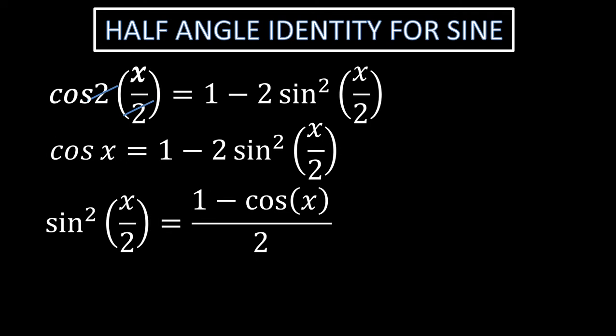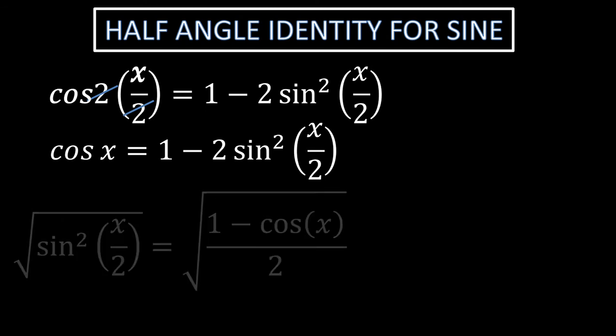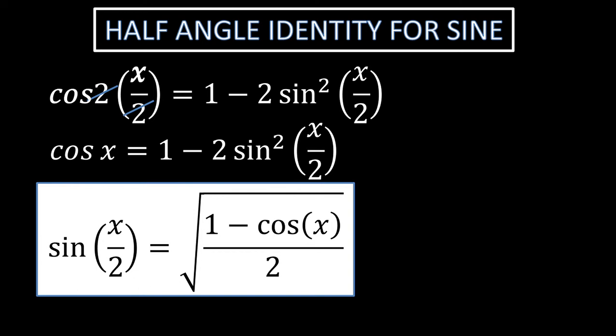And di pa tayo tapos, since may square pa yung sine sa left side, kung makikita nyo, sine squared x over 2. So para matanggal yan, I will take the square root of both sides of the equation. And then matatanggal na yung square niya, magiging ganito na. Sine of x over 2 is equal to square root of 1 minus cosine of x over 2. Kaya nakaderive na tayo ng half-angle identity ng sine.